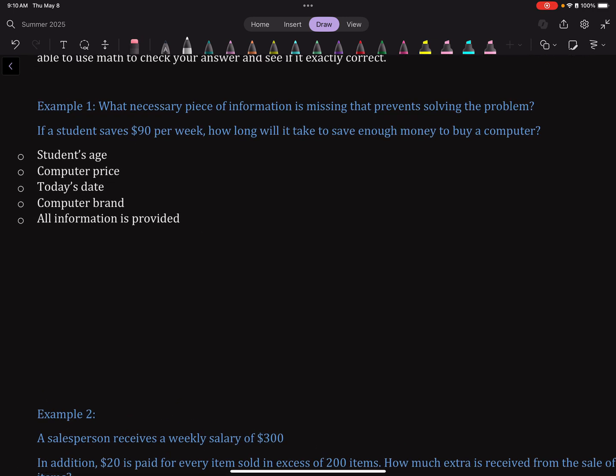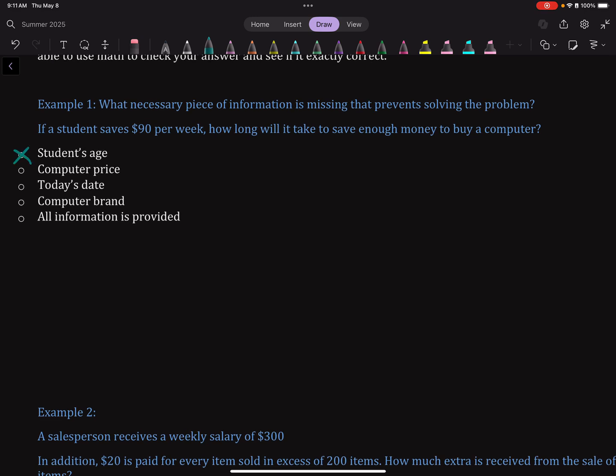Example 1. What necessary piece of information is missing that prevents solving the problem? If a student saves $90 per week, how long will it take to save enough money to buy a computer? So we need to know what's missing in order for us to solve the problem. If we're trying to save for a computer and we're saving $90 a week, think about it. You need to know something about that computer. You don't need to know about the student's age.